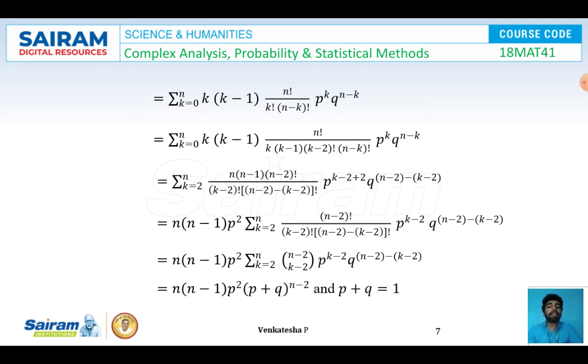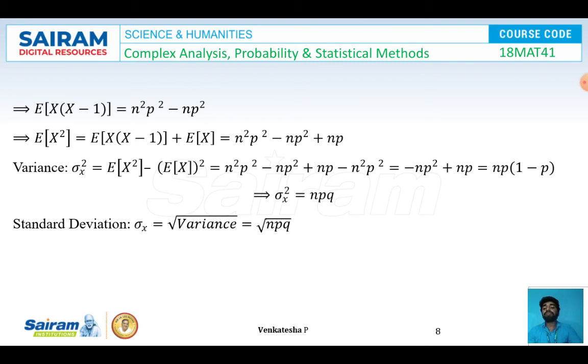And we know that p plus q will be equal to 1. I'll be getting 1 power n minus 2 here. So I'll be getting expectation of x into x minus 1 as n minus 1 p square. Now by multiplying p square and n inside, I got expectation of x into x minus 1 as n square p square minus np square. Okay, now I'm going to replace this expectation of x into x minus 1 and expectation of x in this expression. So I got expectation of x square is equal to expectation of x into x minus 1 plus expectation of x is equal to n square p square minus np square plus np.